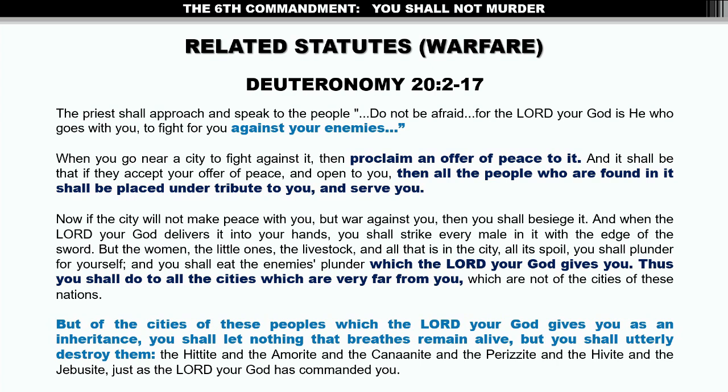Now over in Numbers 33:52 it says, "Then you shall drive out all the inhabitants of the land from before you." Now that Hebrew word that's translated as drive out means to dispossess. Now the dispossession of the Canaanites was to be done not by exile, but by the way spoken of here in Deuteronomy 20.